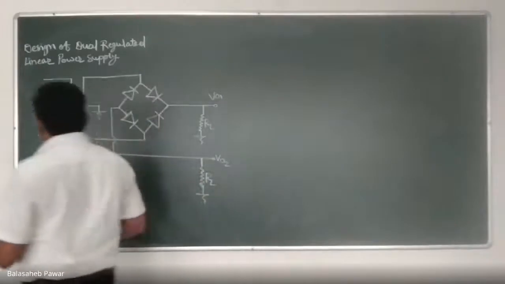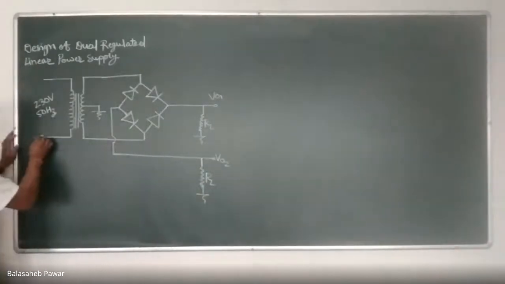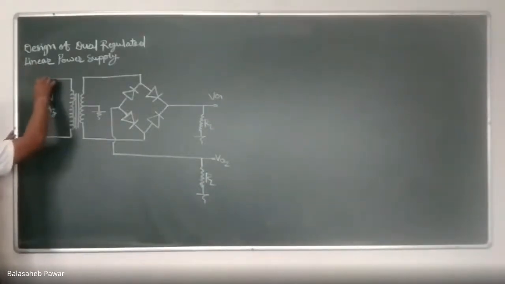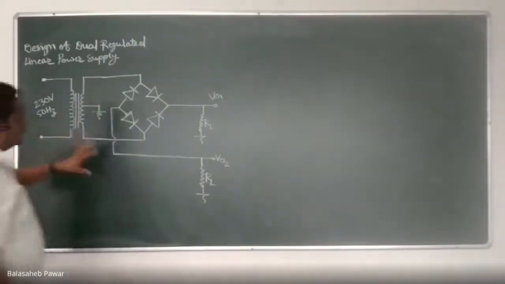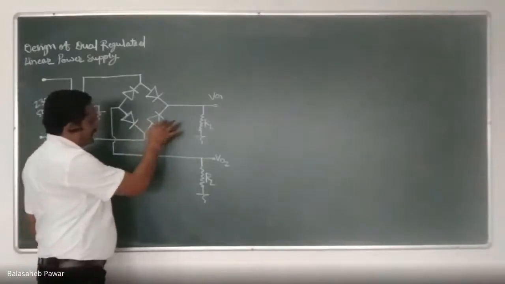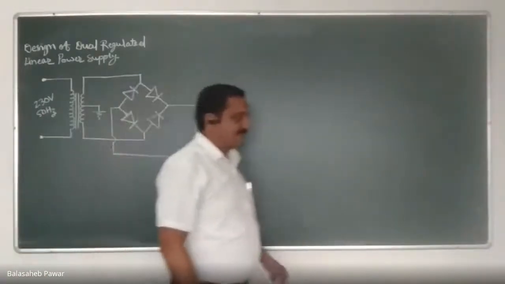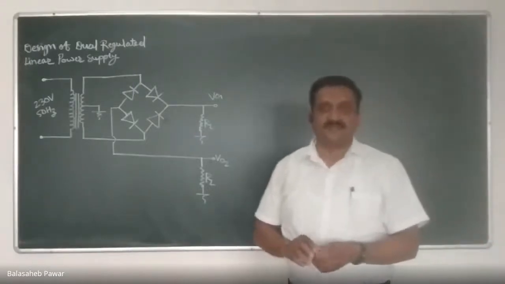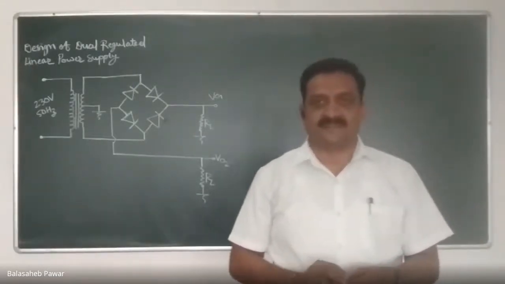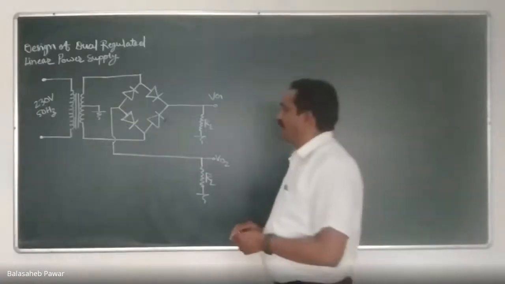See, again, here we will use the main source as a 230 volt AC supply, that is 230 volt 50 hertz. There is one step down transformer. Purposely, I drew only this much circuit because first of all, I will explain exactly how it is going to work to produce the positive as well as negative DC pulses, or pulsating DC.